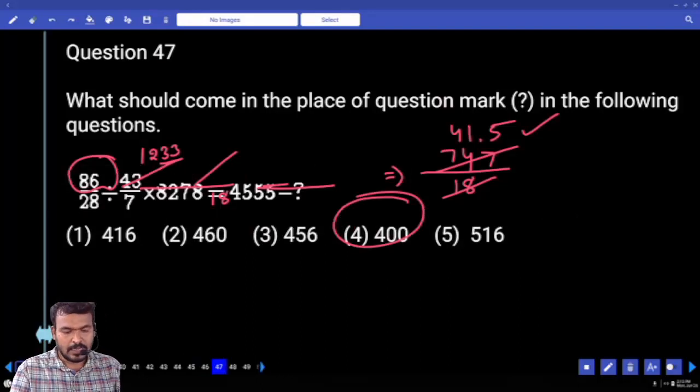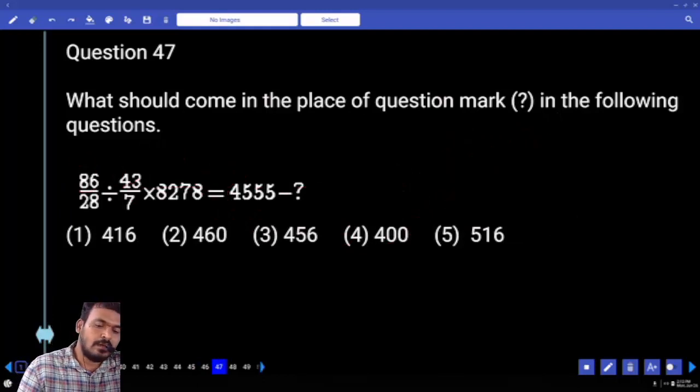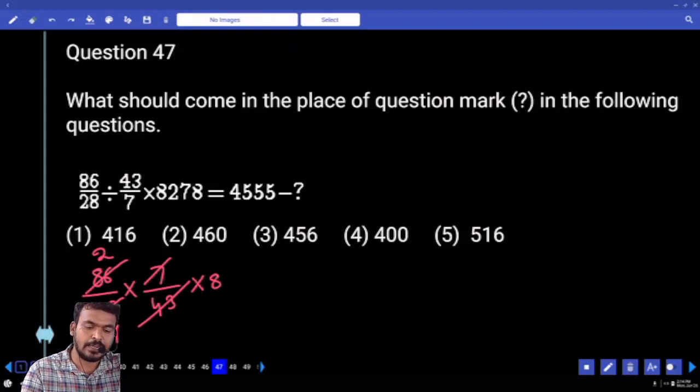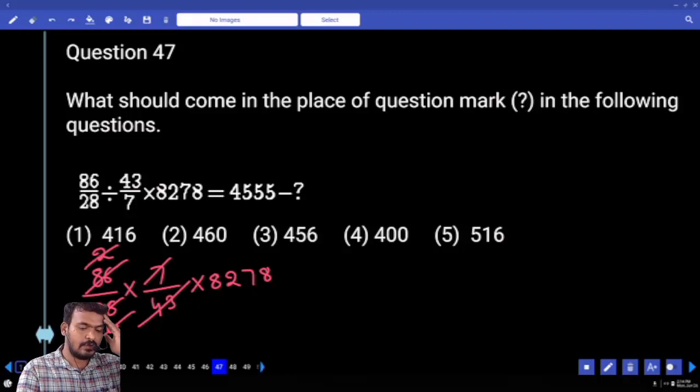4586.5. Next 47. First priority, 86 divided by 28 multiplied by which one? 7 by 43. 7 how many times? 28, 4 times. 43 how many times? 86, 2 times, into how much value? 8 to 7 800. What is the half of 2 how many times?